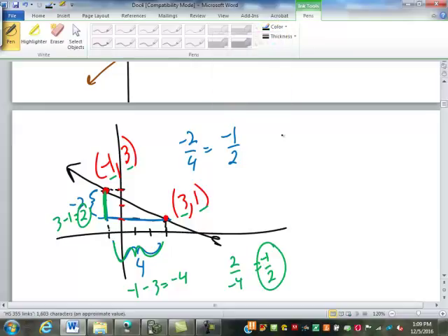The letter we use to abbreviate slope, by the way, is the letter M. S is used for a lot of other things. M comes from the Latin word for slope, and I don't remember what it is right now.